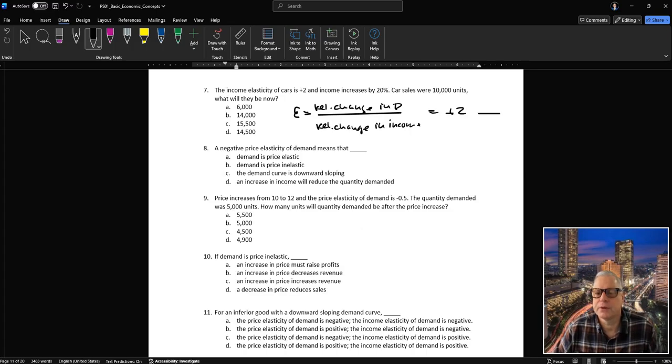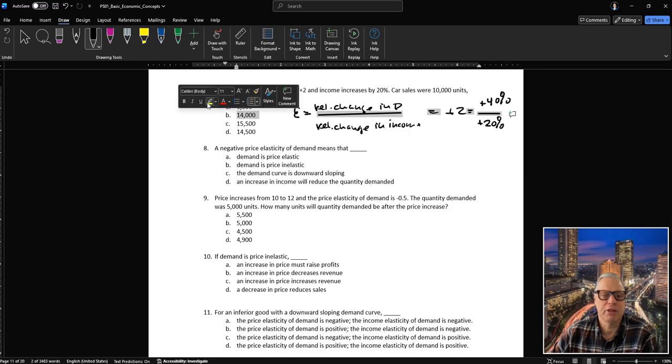So here in the denominator, we have plus 20%. That's the information that we have. And car sales were 10,000 units. So that means that the relative change in demand should have gone up by 40%, because otherwise the income elasticity of demand couldn't be 2. So car sales were 10,000 units and went up by 40%. So that means the new car sales must be 14,000.